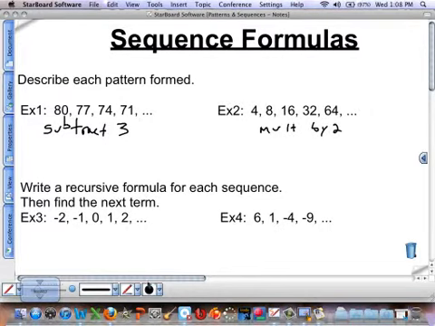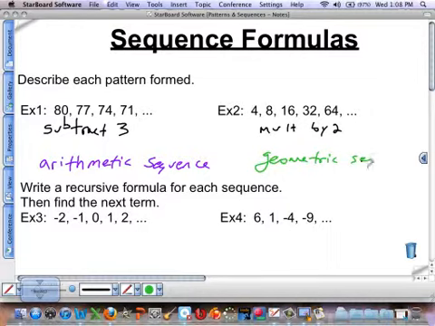By the way, tomorrow we're going to talk about this in more detail. Anytime that you are adding or subtracting by the same amount, we call that an arithmetic sequence. Anytime that you're multiplying by the same amount, that's a geometric sequence. So adding or subtracting is arithmetic. Multiplying or dividing is a geometric sequence. So that's a big idea for tomorrow. You might want to remember that.